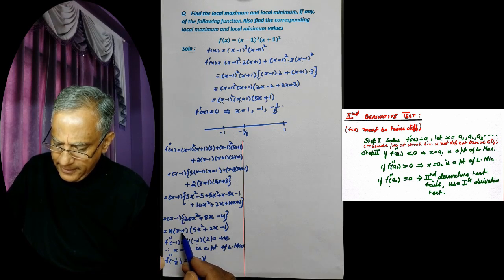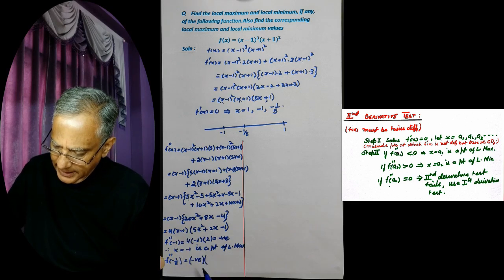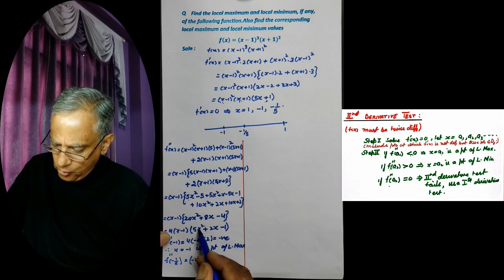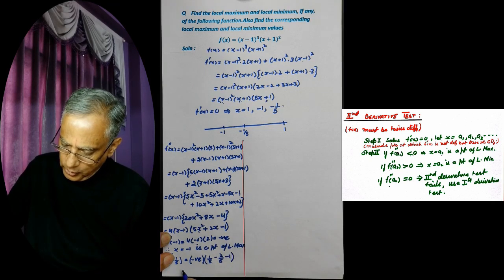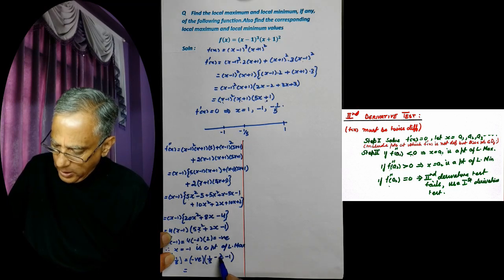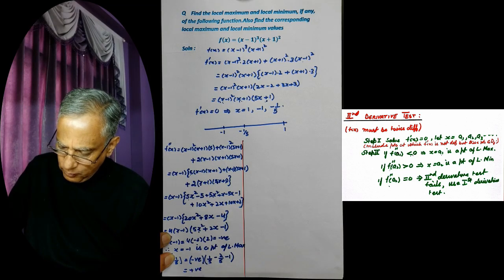Minus 1 by 5 minus 1 is negative. So this is negative, and 5 into minus 1 by 5 whole square is 1 by 5. This is 1 by 5 minus 2 by 5 minus 1. So this will be equal to, this is negative, this is 1 minus 2 by 5. Minus 1 by 5 minus 1 is negative. So negative into negative is positive.